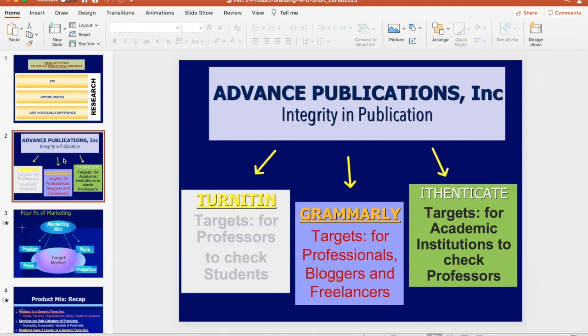So here it's the same. Grammarly is the same as Turnitin, but this database is actually used by professionals and bloggers and freelancers in order to make sure that they don't make mistakes when they write documents. Can it be used by students? Yes, it can be used by students, but it's originally for people that write. And then there's another one that I'm 100% sure you've never heard of. It's called Authenticate. It's not the same as Grammarly, because Grammarly also helps you write documents. That's why it does the plagiarism check, but it also helps you write the document.